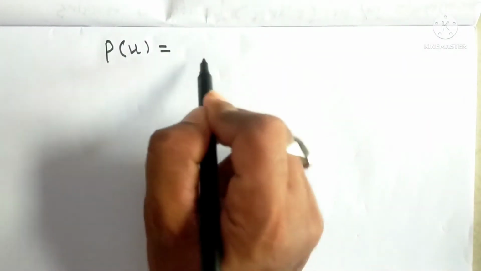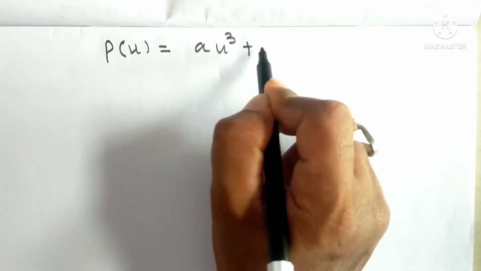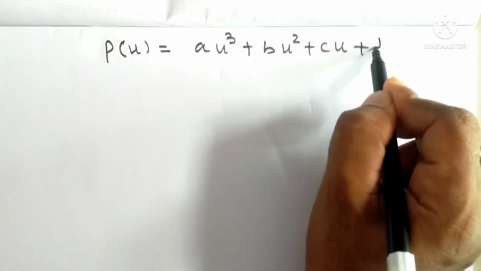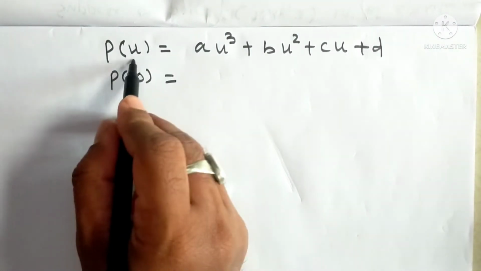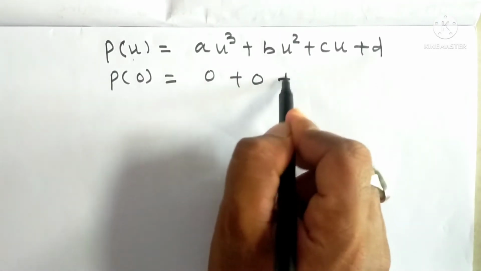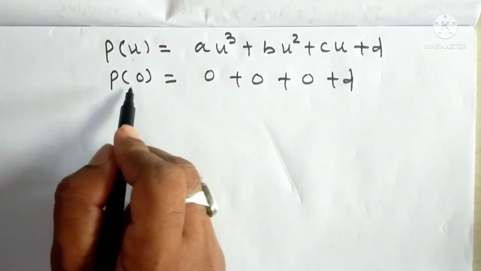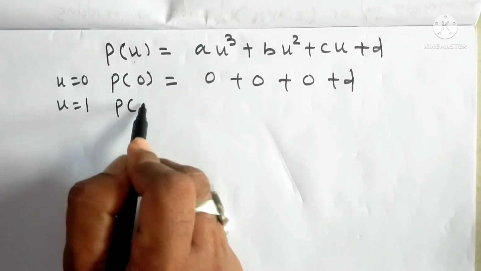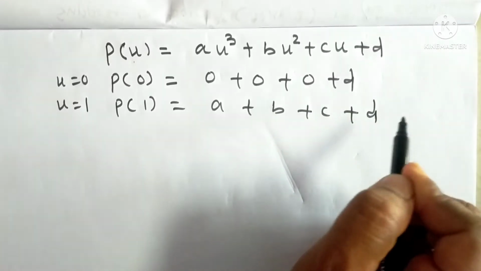So we know that we have already written that P of u equals a u to the power 3, plus b u square, plus c times u, plus d. Now can I find the value of P of 0? Set the value of u as 0, then what will happen? a into 0 is 0, b multiplied by 0 square is 0, c multiplied by 0 is 0, plus d. Now we got the value when u equals 0, and when u equals 1, P of 1 will be a plus b plus c plus d.